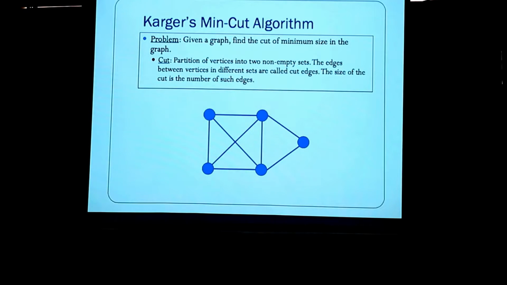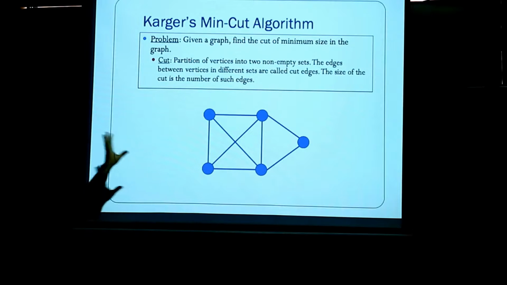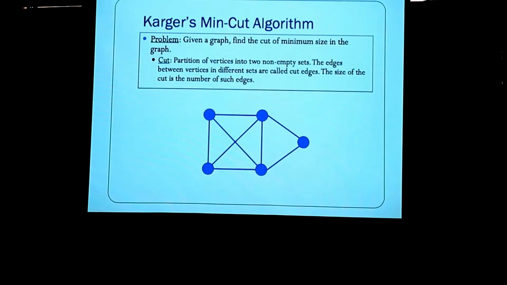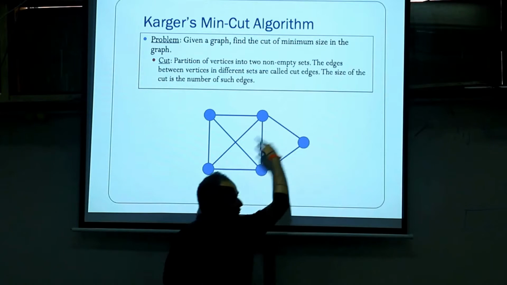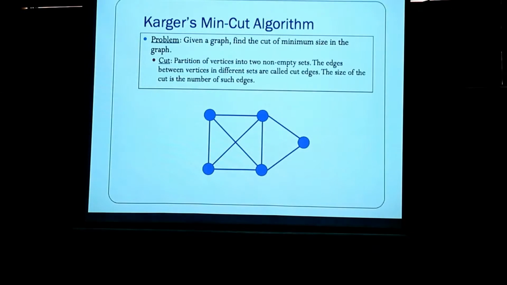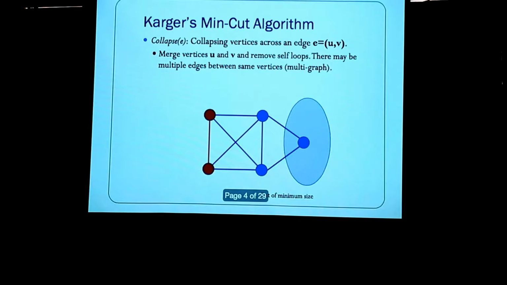So the problem is this: you are given a graph, you have to find the cut of minimum size in the graph. Okay, there might be multiple minimum cuts. You are supposed to output any one of them. So if we just talk about this particular example, can you give me a cut of minimum size in this graph? 2. Okay, so when I say give me a cut, that means you have to give me a partition. So you're saying that the size of the minimum cut is 2, but what is the cut? Okay, so you put everything here on one side, on this one. Okay, so that's the cut of minimum size. Okay, so the problem is clear.